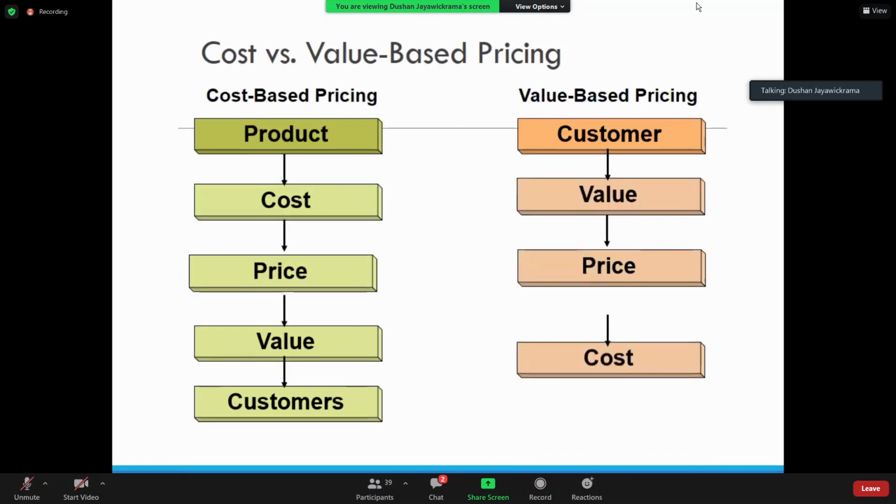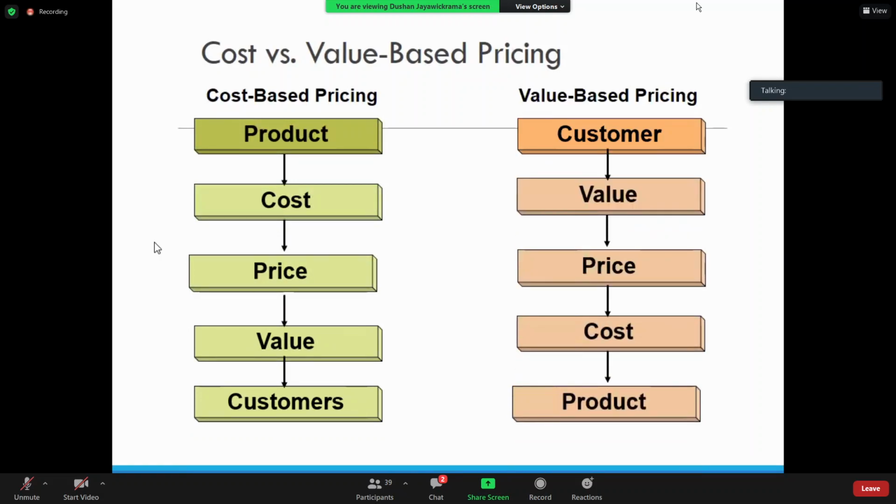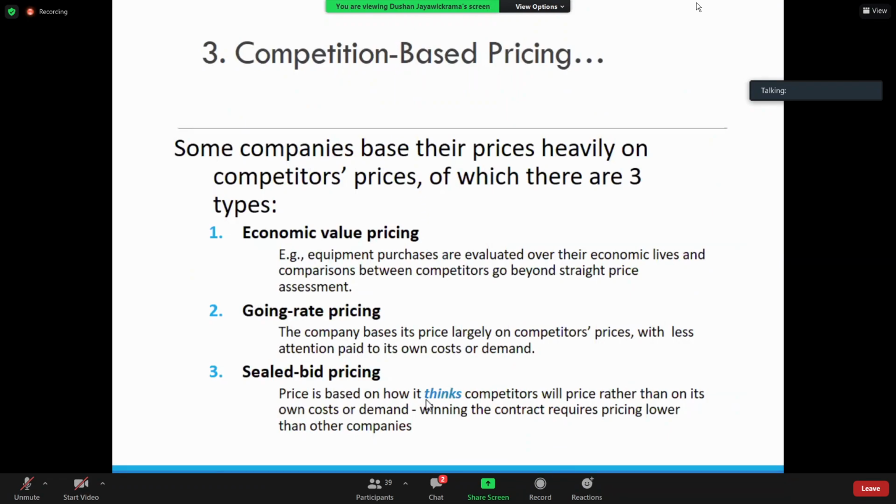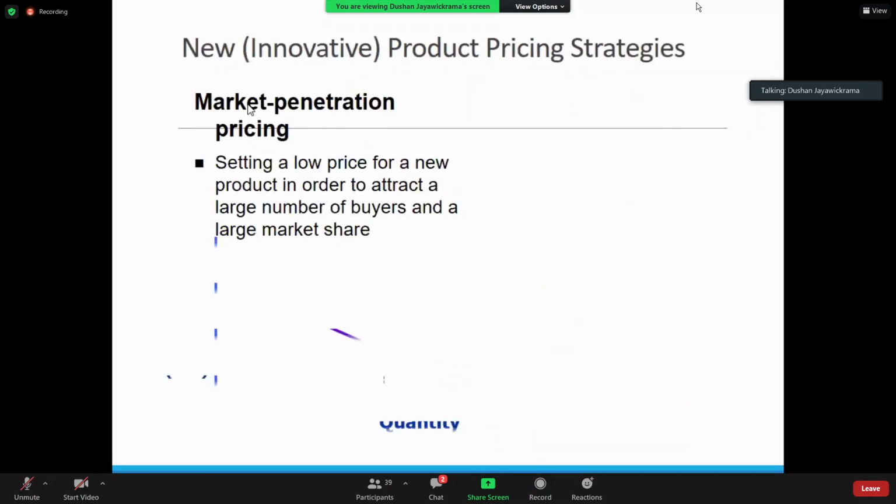This is the difference between value and cost-based pricing. Cost-based pricing starts with the product, you estimate the cost and end with the customer, whereas value-based pricing starts with the customer and ends with the product. Competitor-based pricing, you basically compare the prices among the competitors and set your price.